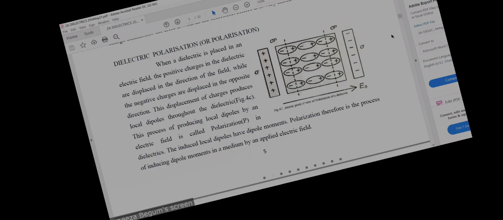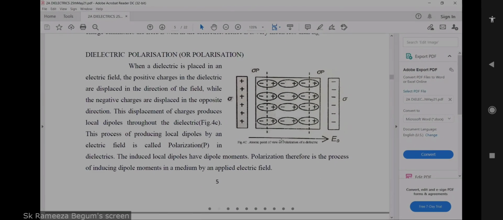So here, these two are the capacitor plates. Okay, so here the external electric field direction is from positive to negative like this. When a dielectric is placed in an external electric field, the positive charges in the dielectric are displaced in the direction of the field. These are the positive charges, displaced in the direction of the applied electric field, while the negative charges are displaced in the opposite direction.